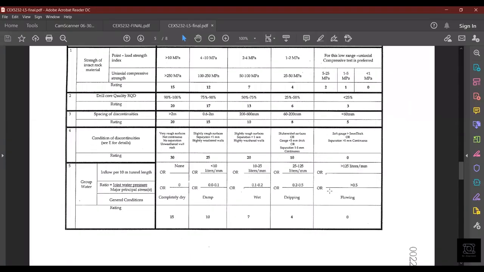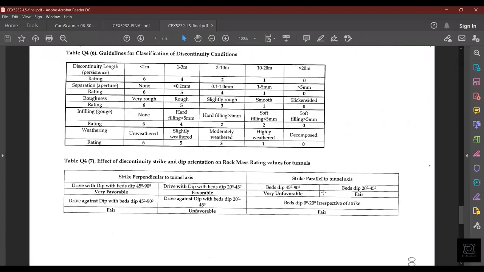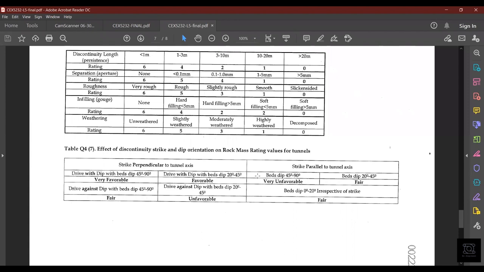If you see this chart, the bottom one, there are two sections. One is perpendicular, another one is parallel. We have to look at the parallel one in our question. One portion has a dip angle of 45 and another has a dip angle of 60. When the dip is 45, it is a fair condition. When the dip is 60, it is very unfavorable, right?